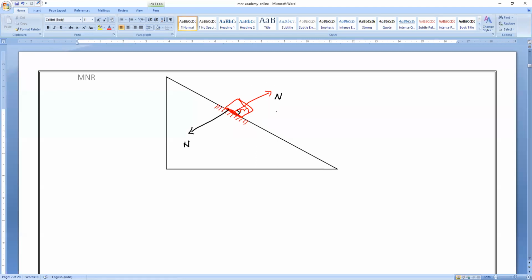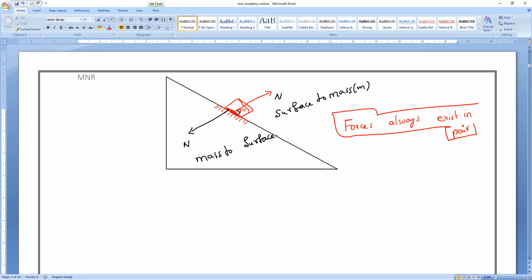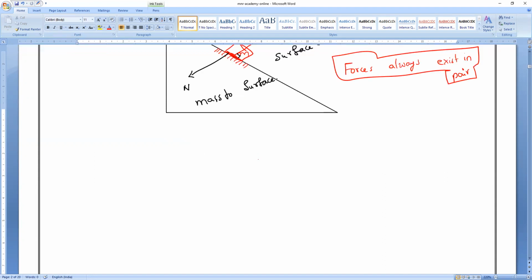Clear, everyone? The first one is surface to mass m, and this one is mass to surface. That is what you have to remember. Why is it a normal reaction? Keep in mind, forces cannot exist independently. Forces always exist in pairs. That is what you have to remember.